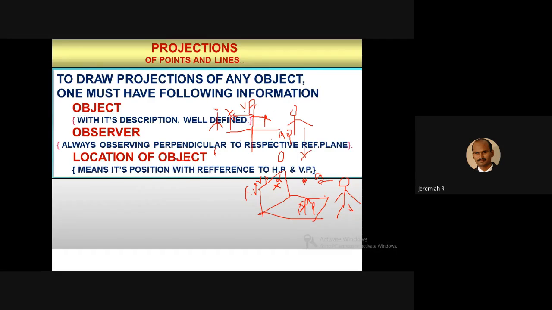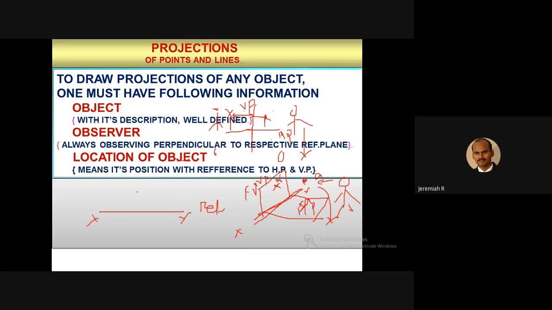So what is the rule you have to follow? This HP you always have to rotate in clockwise direction. So what will you get here? This is called the reference line, the XY line. So you have to draw a line here. The XY line, or one more name is reference line.